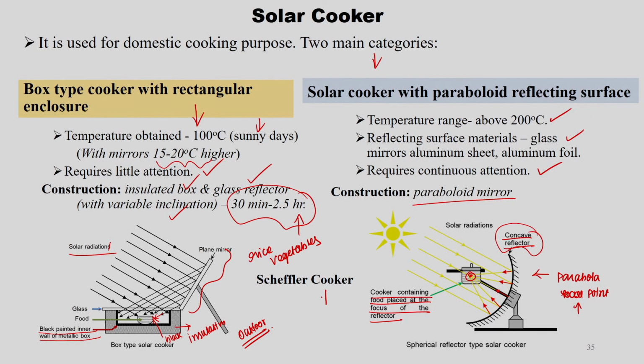There is also the so-called Scheffler cooker. In this, you need not keep your tracking system as well as the cooker material outdoors. The tracking system can be kept outside and the cooker can be kept inside the kitchen. This is the recent design proposed by Scheffler, so it is called the Scheffler cooker.